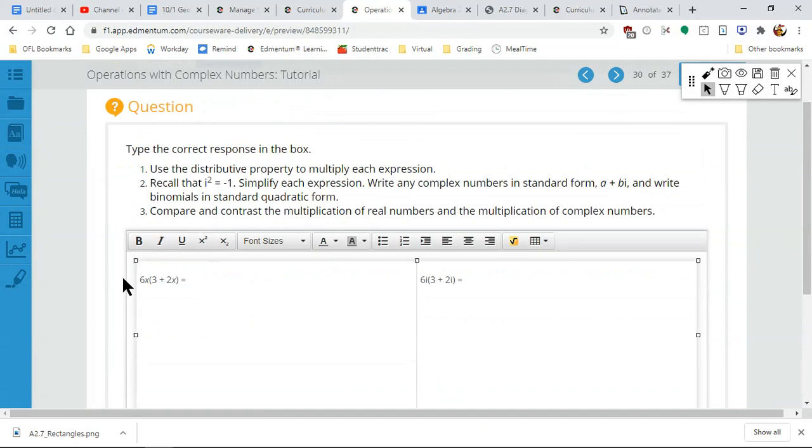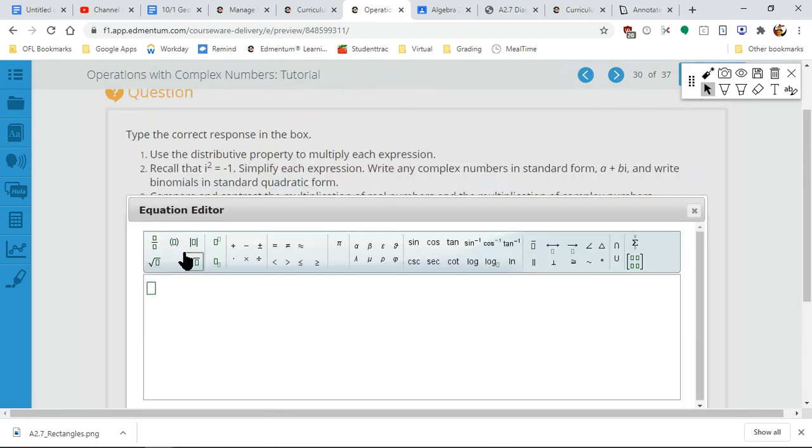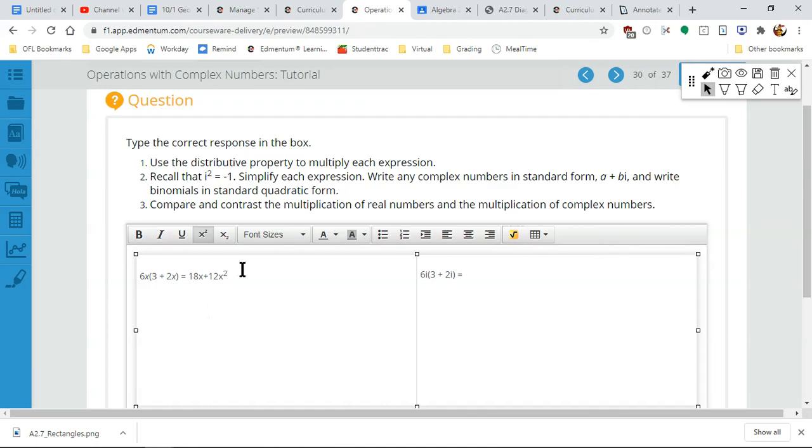So, okay. Here, when we distribute, we get 6x times 3, so we have 18x. And then we're going to have 6 times 2, so that's a positive 12x squared. Use our little superscript button. I didn't know that there was a superscript button right here. This whole time I've been using the equation editor to do my exponents. So that's what we get there.